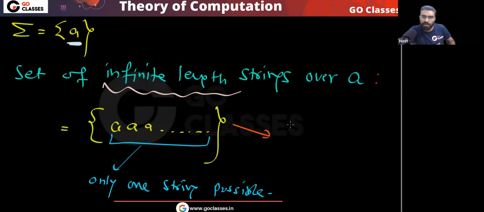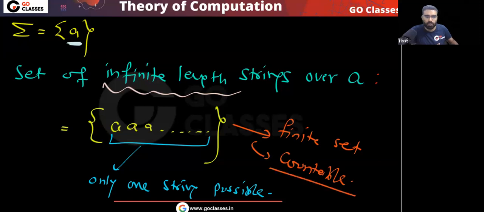So this is a singleton set. Yes or no? So this is a finite set. So this is countable. Is this clear? This is just a small point, but I hope you understood that you can only create one string, because you want to create an infinite length string over A. So this will be your singleton set. Only one element will be there.